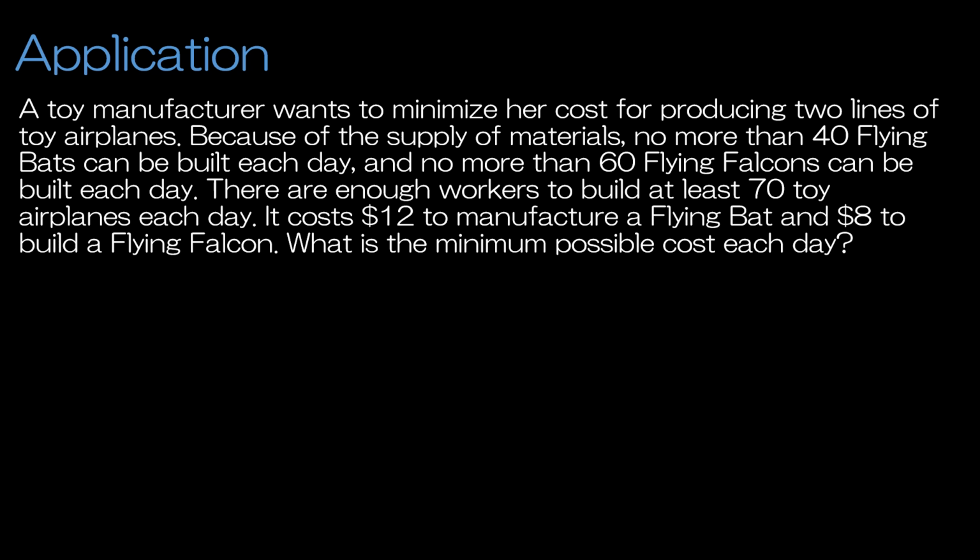So in this question, we're dealing with flying bats and flying falcons. So I'm going to let x be the number of flying bats, and I'm going to let y be the number of flying falcons. It says that because of supply materials, no more than 40 flying bats can be built each day. So x, the number of flying bats, has to be less than or equal to 40. No more than 60 flying falcons can be built, so y has to be less than or equal to 60.